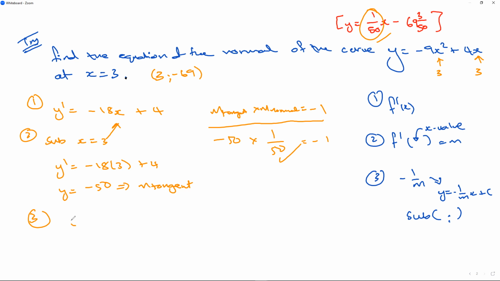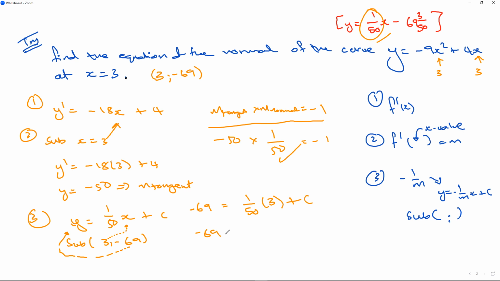So therefore, step 3 now, obtaining the 1 over 50, putting x in front, plus c. I'm now substituting a point, 3 and negative 69 in there. And that gets me negative 69 equals 1 over 50 times 3 plus c. So negative 69 minus 3 over 50 equals c, and that's negative 69 and 3 over 50. So that's right. So that's your final equation.